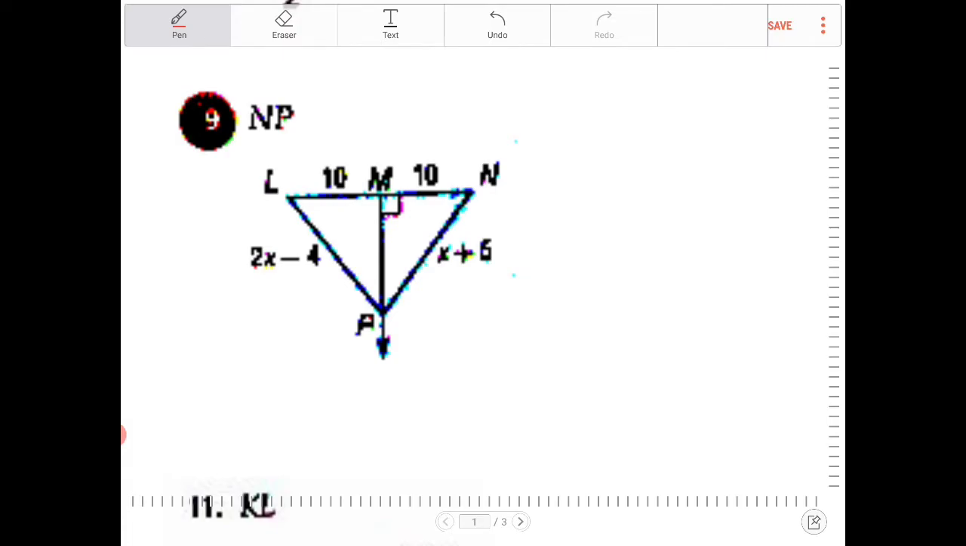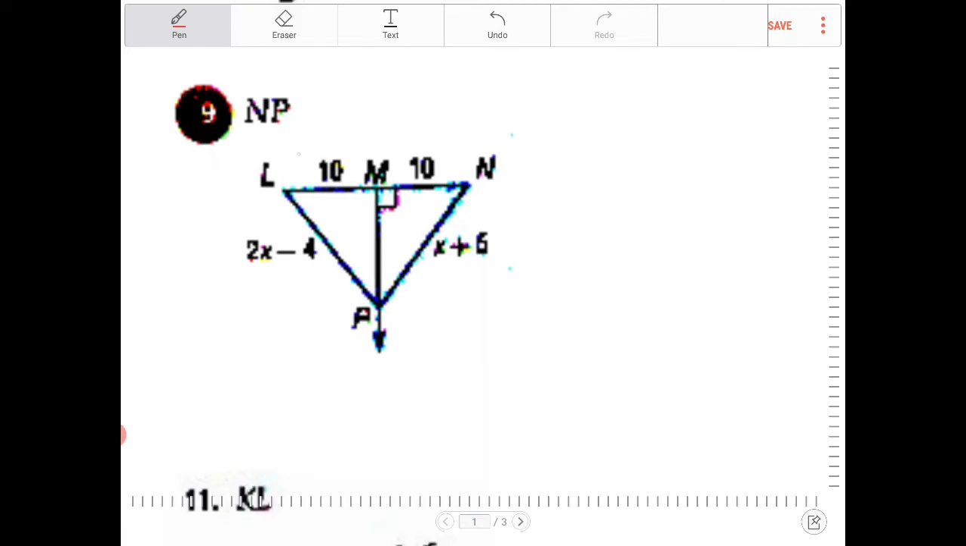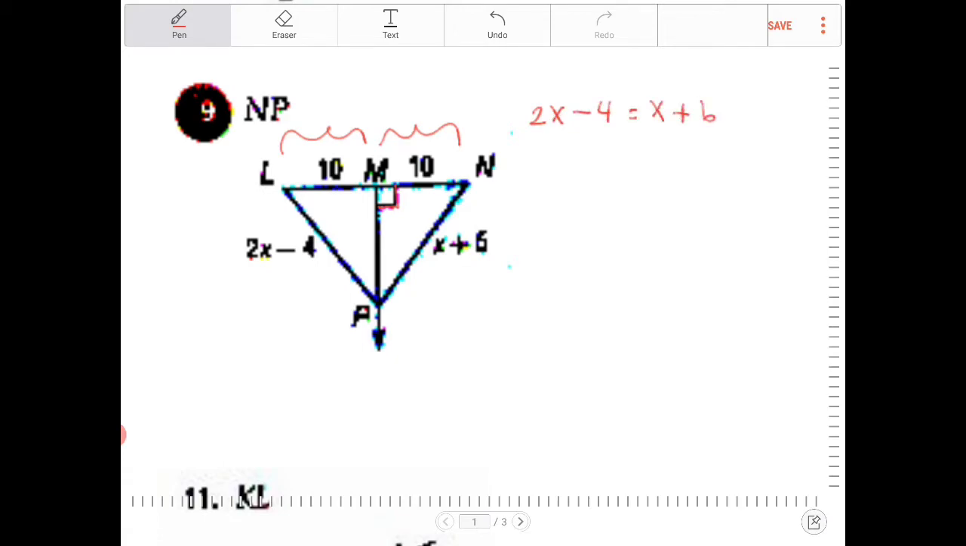Number 9, I'm asked to find out what NP is. So NP, this is a perpendicular bisector. How do I know that again? Because these two sides are bisected, and here I have a perpendicular. So therefore I can say that 2x minus 4 is equal to x plus 6. Subtract x from both sides, add 4 to both sides, I get x is equal to 10. Since x is equal to 10, I can then figure out what NP is. NP therefore is equal to 16.